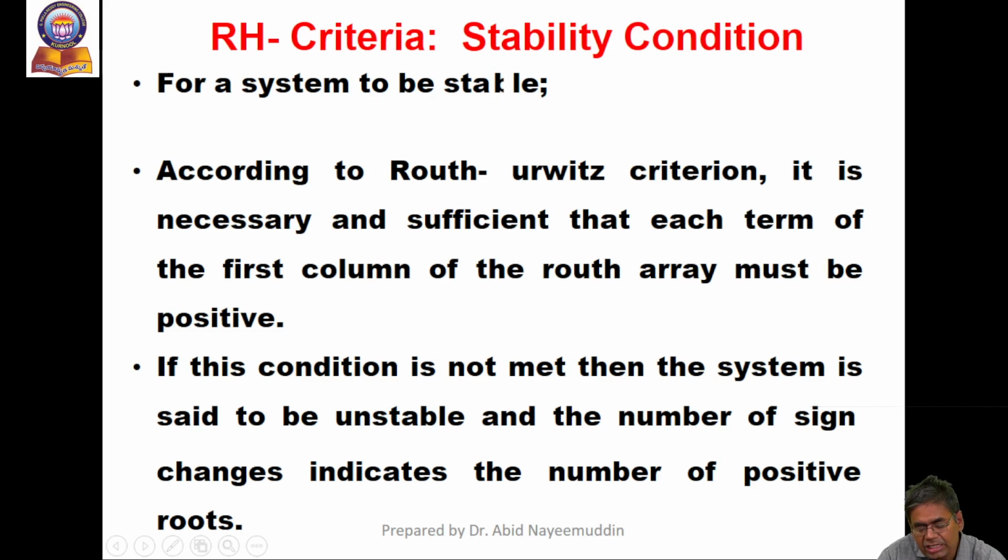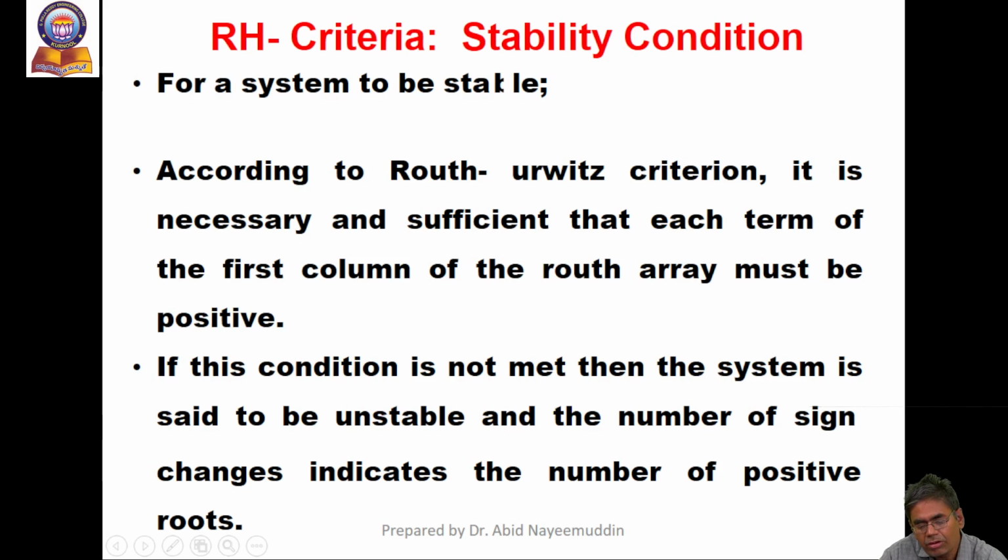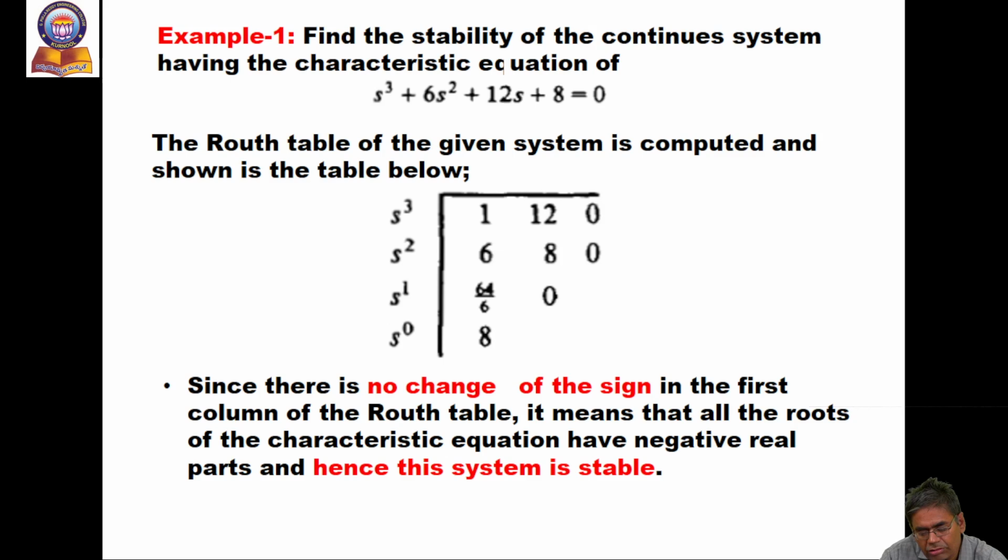If this condition is not met, then the system is said to be unstable, and the number of sign changes indicates the number of positive roots. This is the theory about the Routh stability criterion. It is a very important concept in determining stability in control system engineering. Then we solve some problems on Routh tabulation.